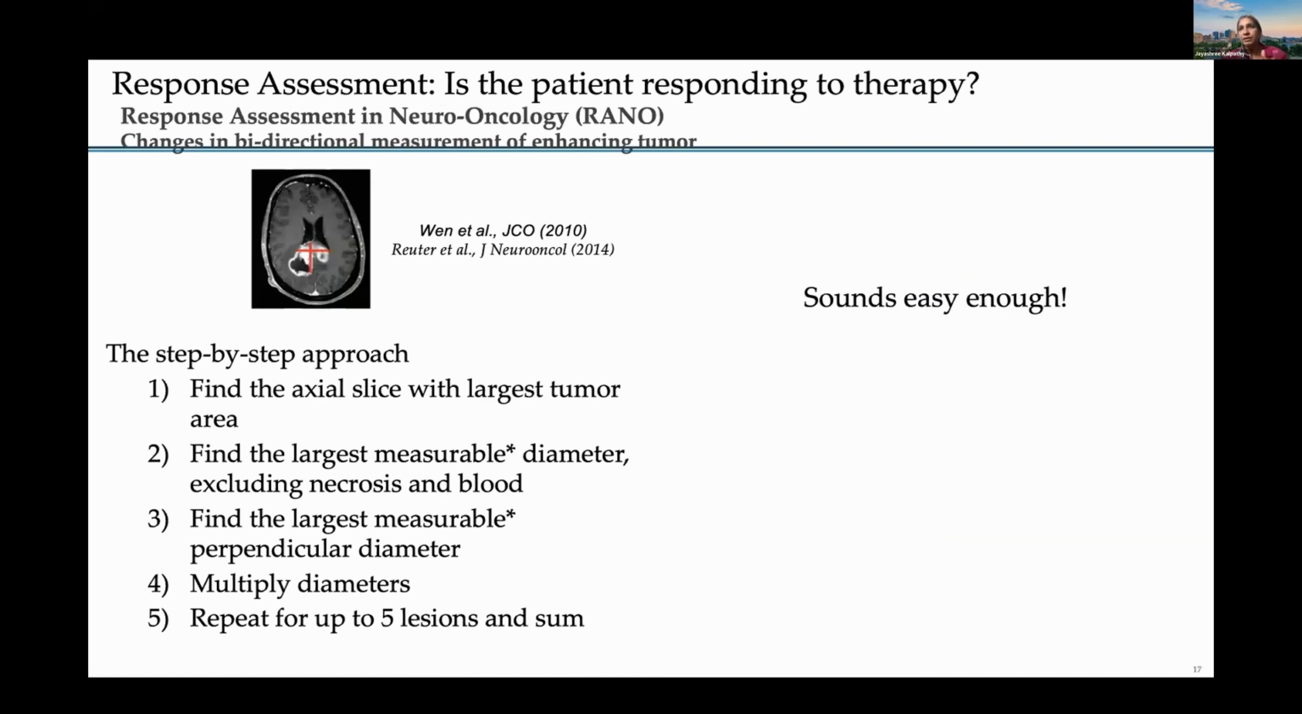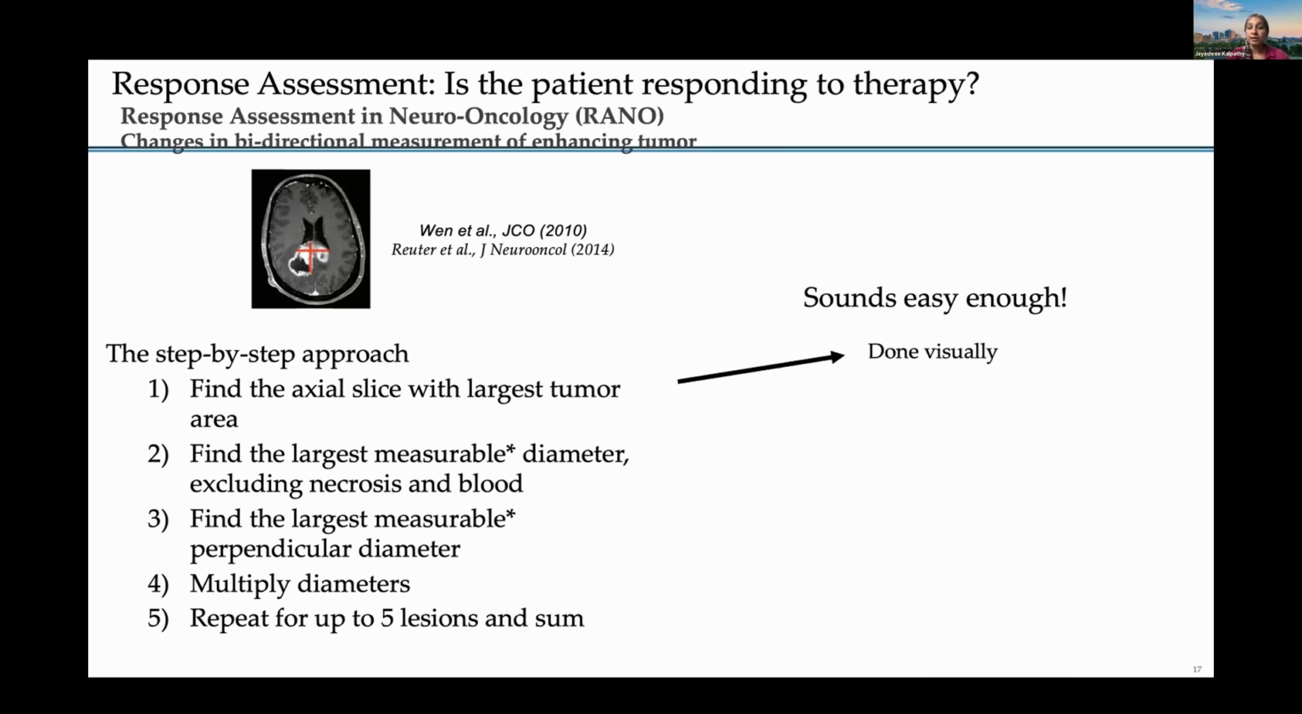Now that we've had the ability to find the tumor volume at one time point, the question now is, is the patient responding to therapy? For brain tumors, a response assessment criteria has been established for a while now. And essentially the goal there is this sort of algorithm, so to speak, a step-by-step process in which the tumor's burden is assessed. And although it sounds easy, there can be a lot of challenges.